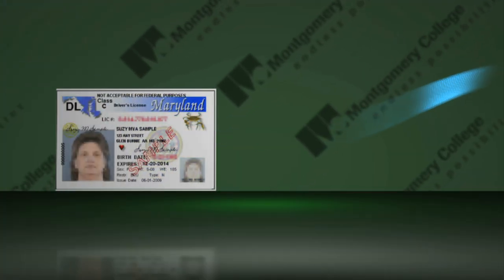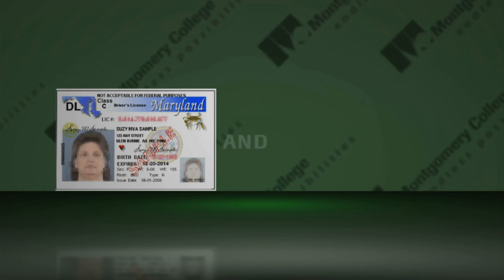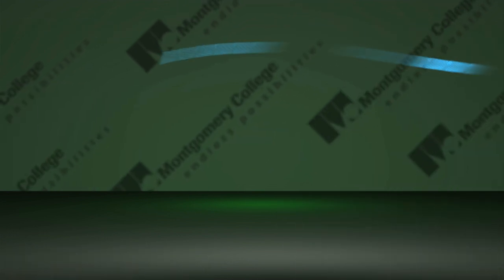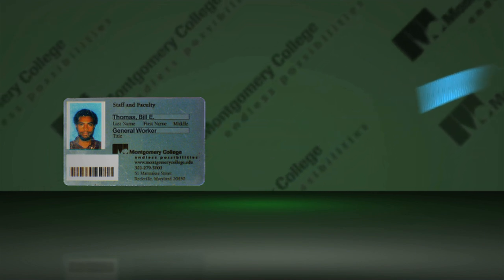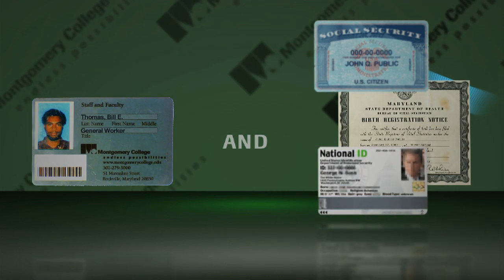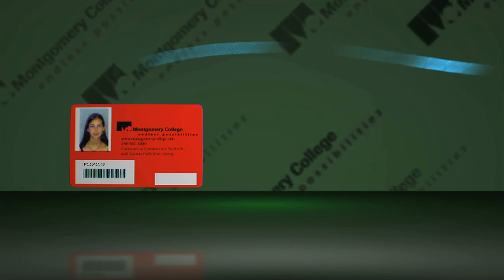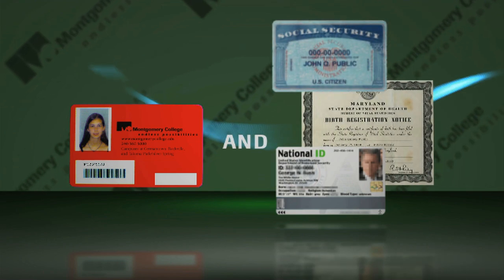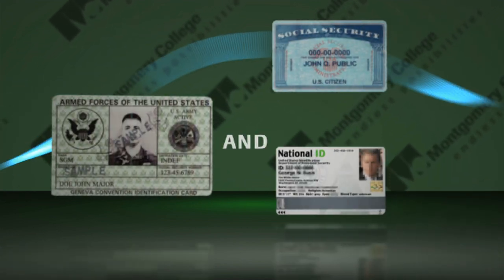Two of the following documents in combination together will establish both identity and authorization to work: a driver's license or ID card issued by a U.S. state and a Social Security card or birth certificate or U.S. citizen ID; a federal, state, or local government agency ID card and a Social Security card or birth certificate or U.S. citizen ID; a school ID card with a photograph and a U.S. citizen ID card or Social Security card or birth certificate; a U.S. military ID card and a U.S. citizen ID card or Social Security card or birth certificate.